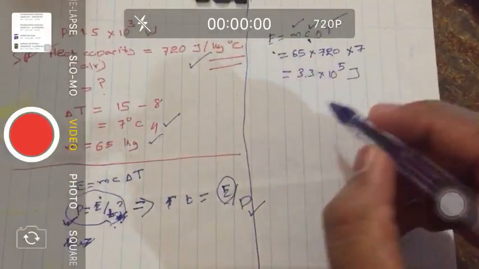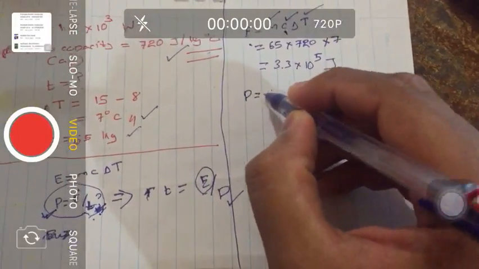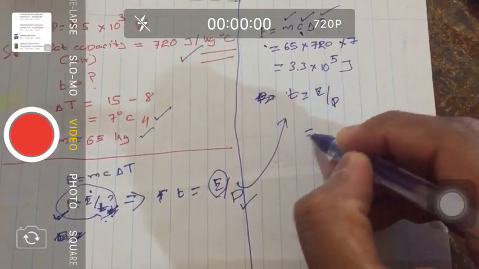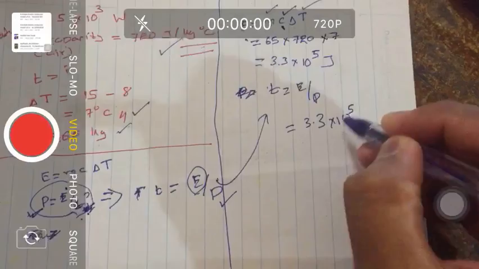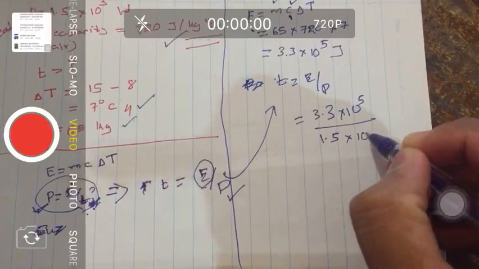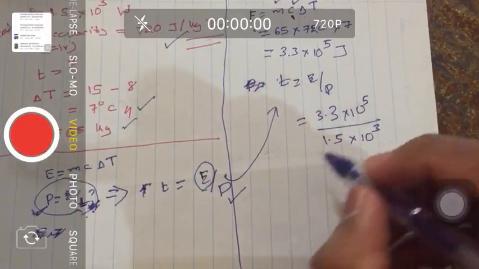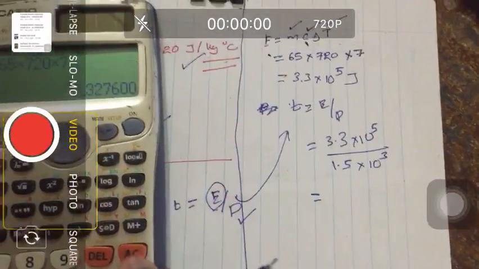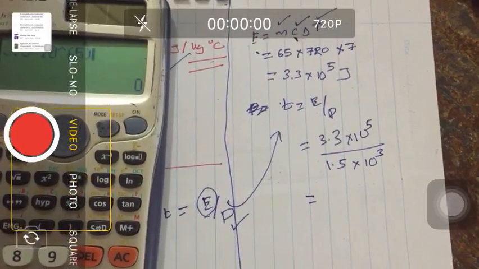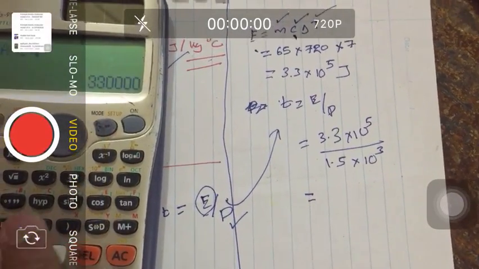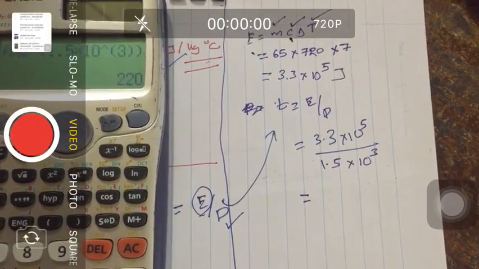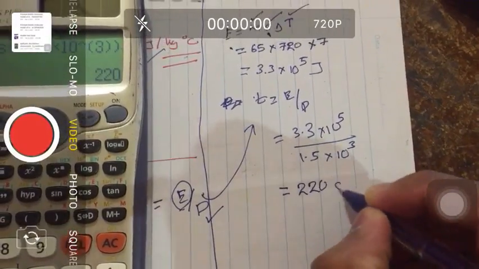Then to calculate the time, time is equal to energy over power. Energy is 3.3 times 10 to the power 5 divided by the power, 1.5 times 10 to the power 3. So 3.3 times 10 to the power 5 divided by 1.5 times 10 to the power 3 gives you 220 seconds.